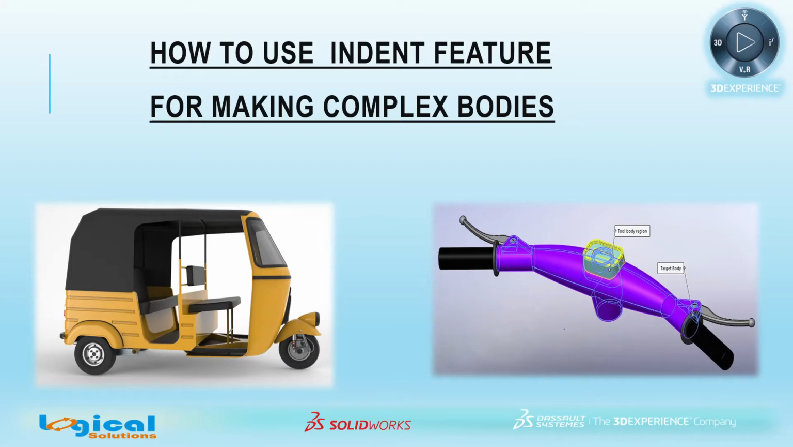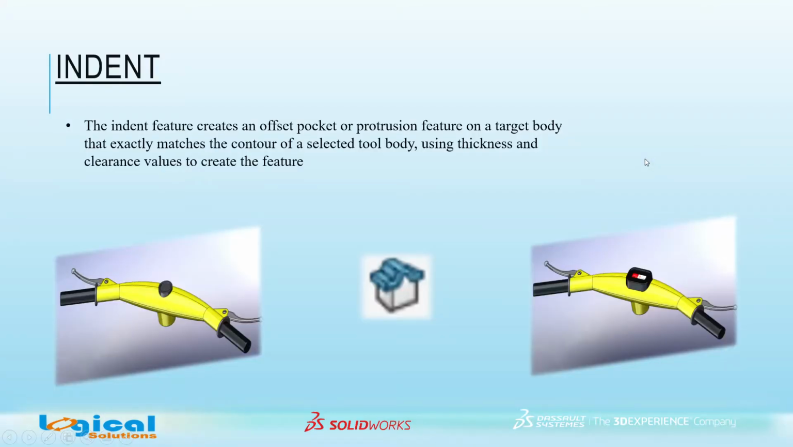Today we are going to discuss how to use the indent feature for making complex bodies. What is indent? The indent feature creates an offset pocket feature on a target body that exactly matches the contour of a selected tool body using thickness and clearance values to create the feature. Let us check out how it works in SOLIDWORKS.